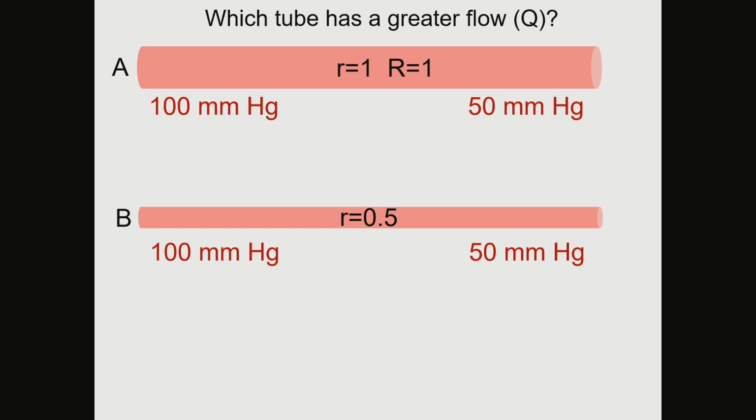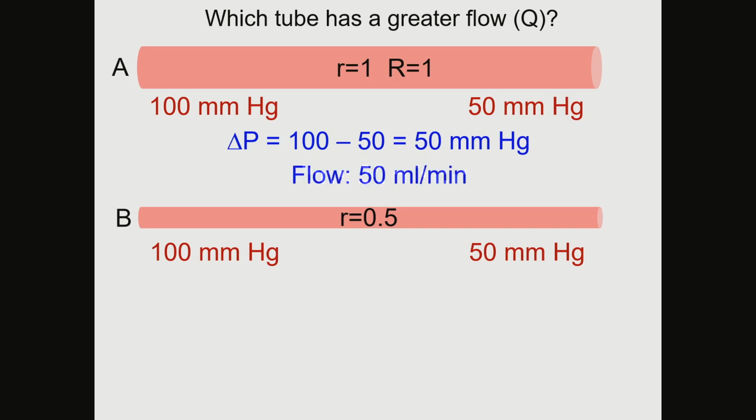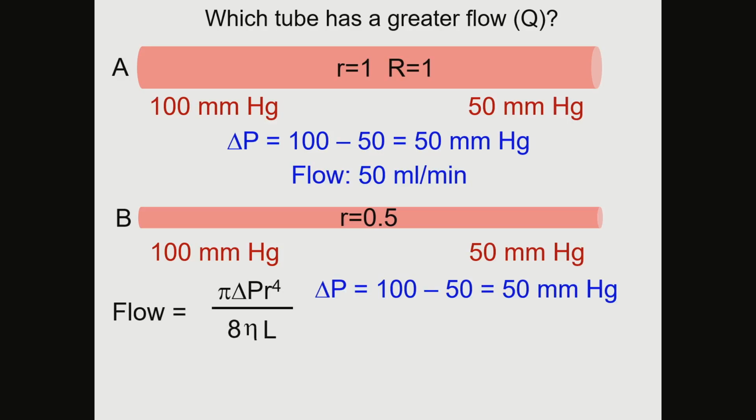So the delta P is the same, right? So now it's the resistance. Because the resistance is 1, flow is 50 mils per minute. Here, delta P is the same, but this is our flow equation. This is an equation you don't have to know. But if I did all the math, at some point the flow ends up being 3.125 mils per minute.